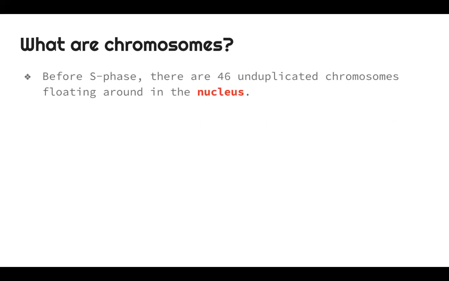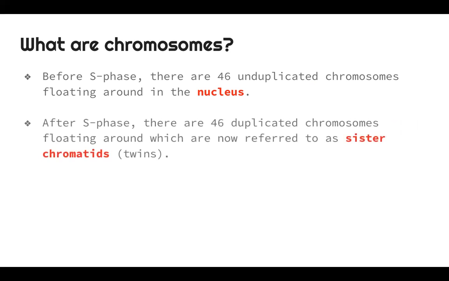So before S phase, there are 46 unduplicated chromosomes floating around in the nucleus. So this is before the DNA actually replicates. Okay, we have 46 unduplicated chromosomes. After S phase, there are still 46 chromosomes, but now they are duplicated. Before, I mentioned that we are doubling the DNA, but we're not actually doubling the number of chromosomes.